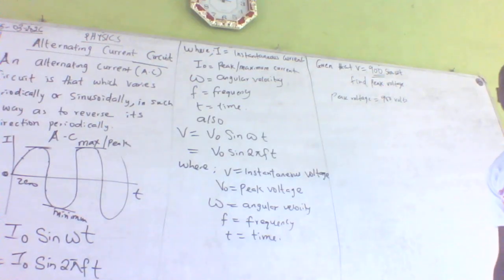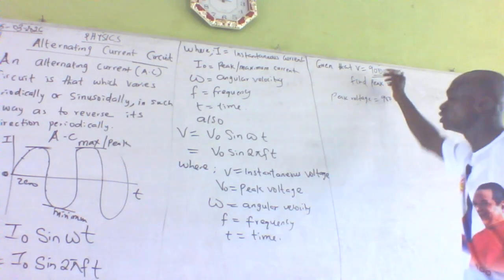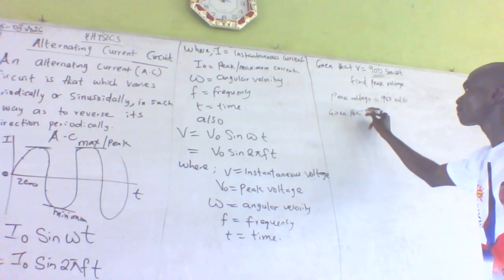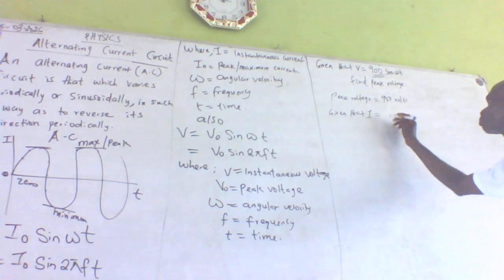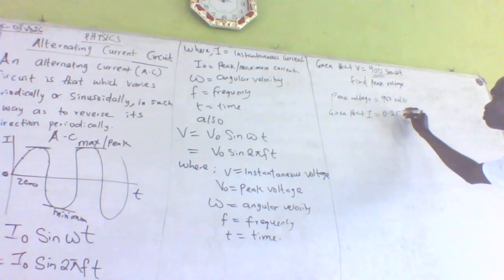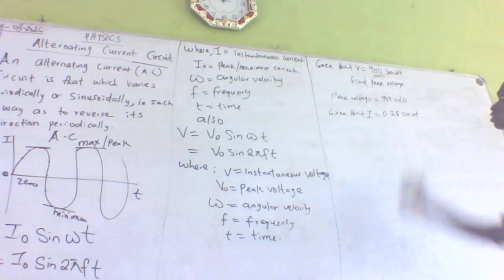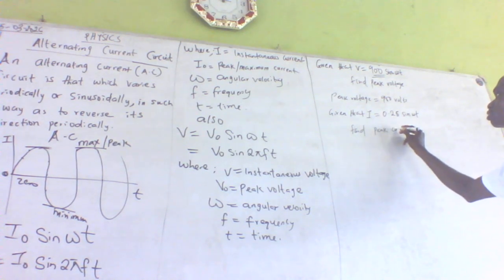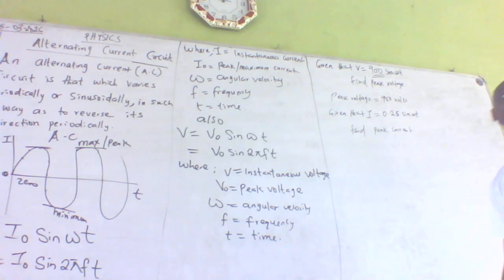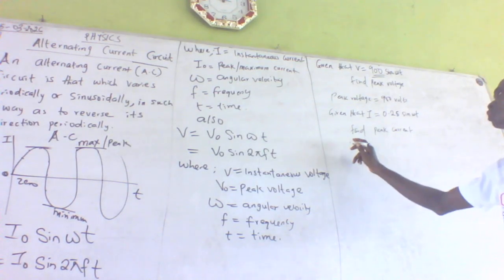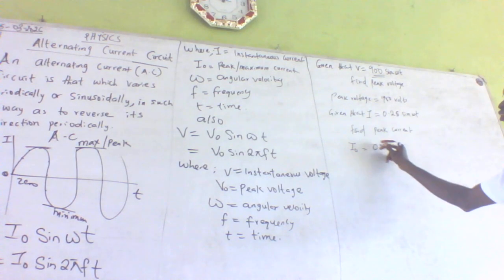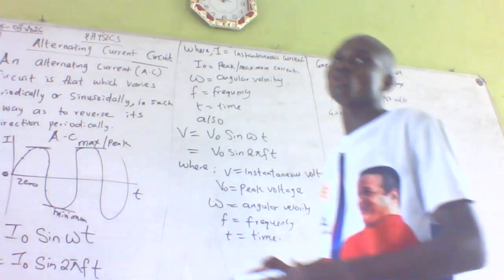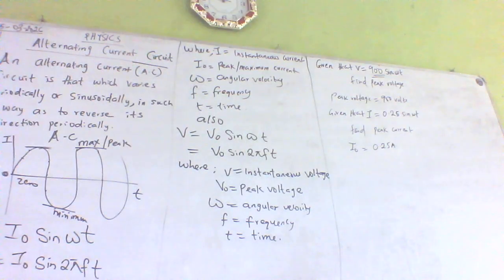Take note. Do you get it now? That's the V naught. If you're also given that your I is 0.25 sine omega t, you have to find the peak current. What's your peak current? So that is I naught, which is 0.25 amperes. I think that makes sense. So now you know what your peak voltage is and what the peak current is.